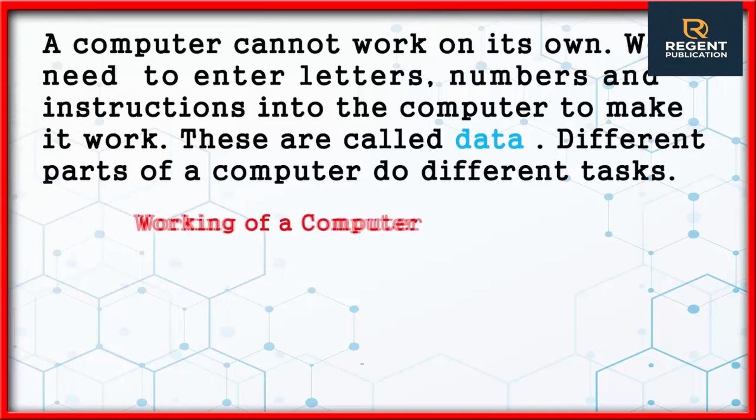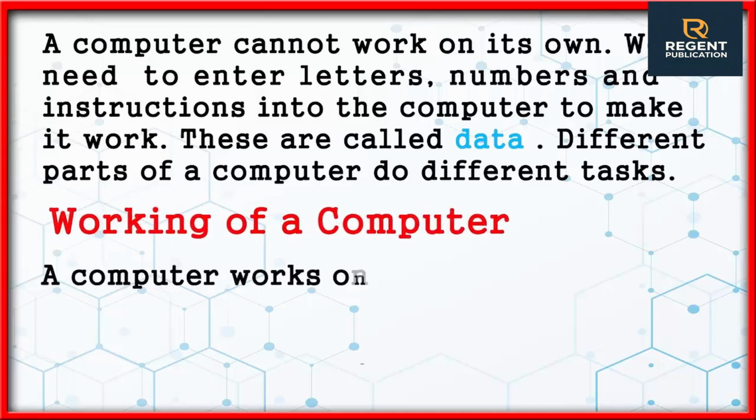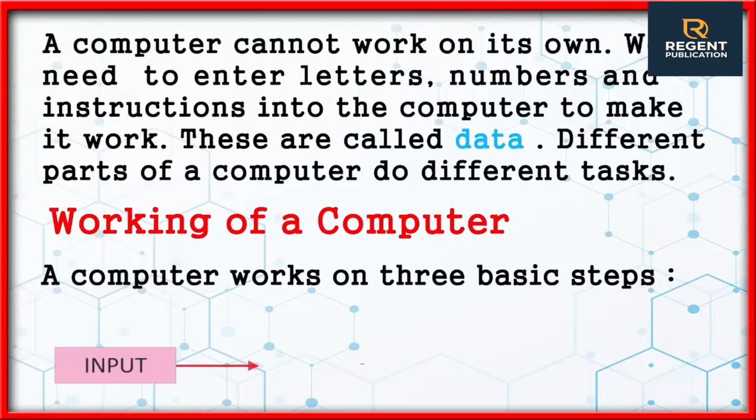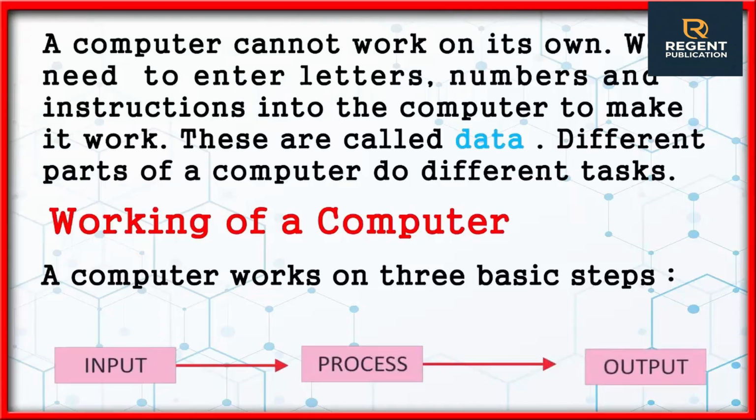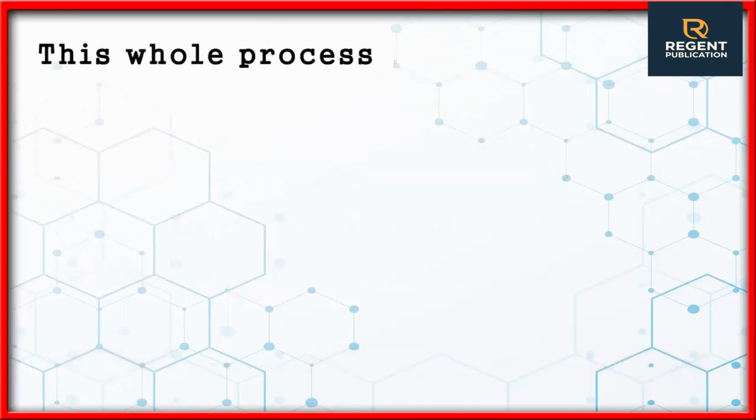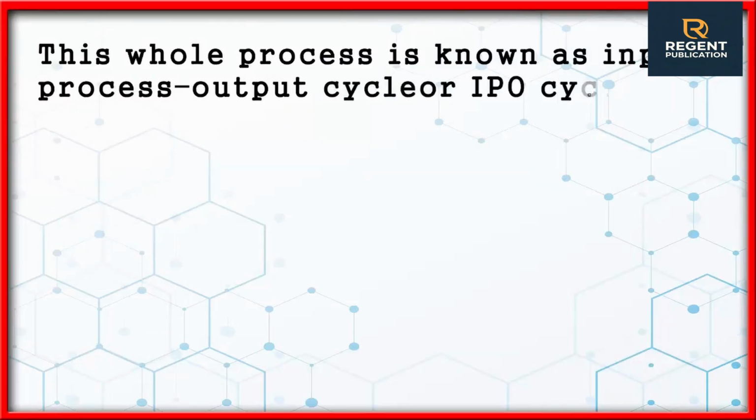Working of a computer. A computer works on three basic steps: input, process, output. The whole process is known as the input process output cycle, or IPO cycle.